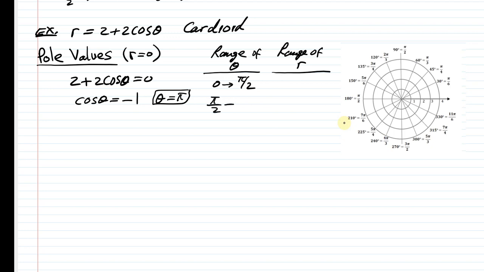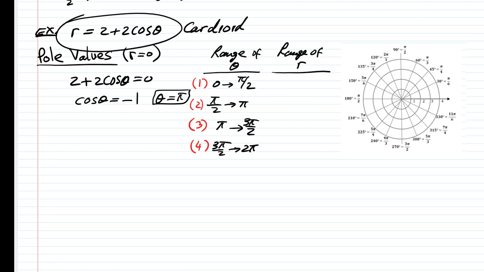And then I'm going to go from pi over 2 to pi, and then from pi to 3 pi over 2, and then 3 pi over 2 to 2 pi. So this is my first, second, third, and fourth range. I'll be able to show you these on my graph in a few minutes. Now let's look at the range of r. That's when you plug in for theta into this equation.